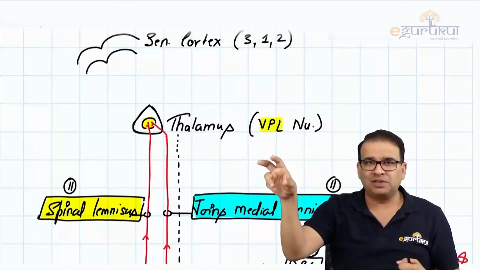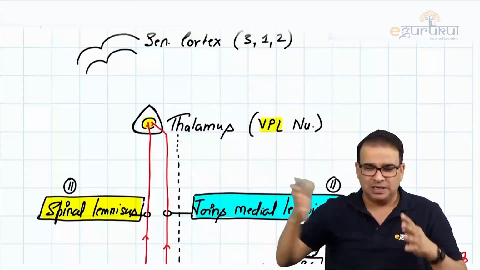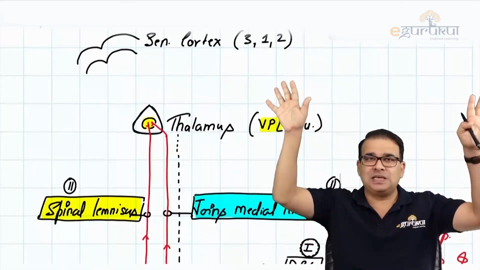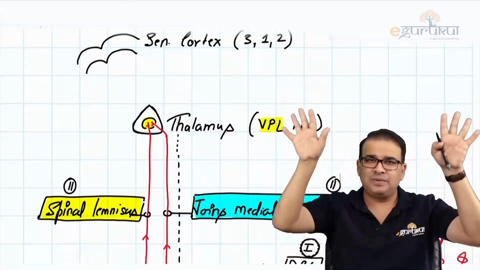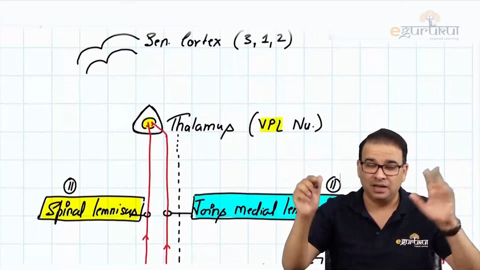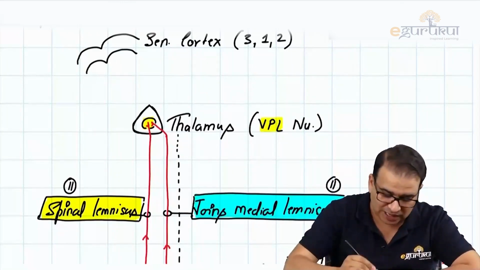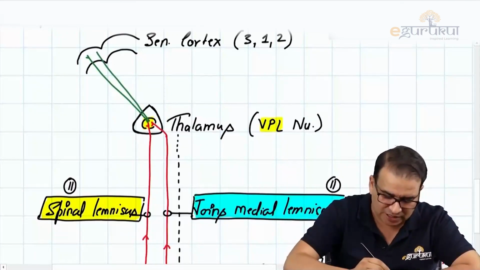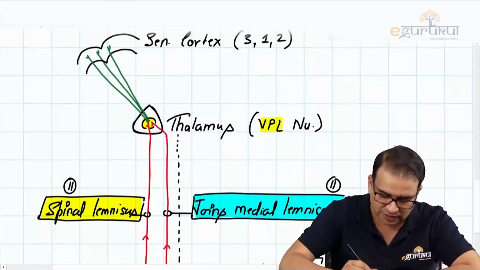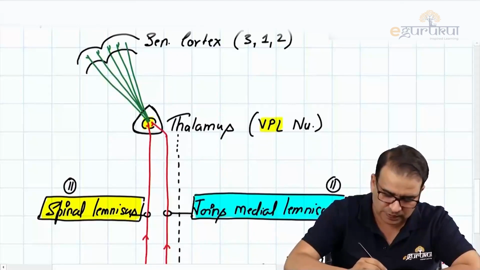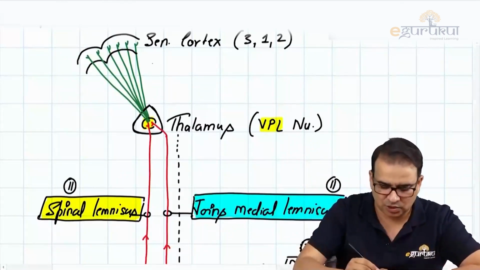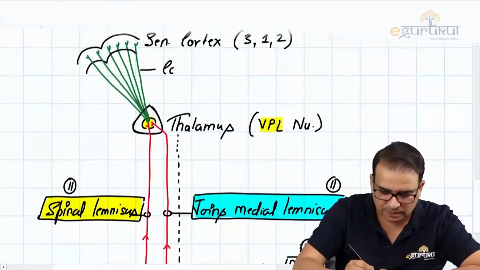So that's the job of the thalamus, to receive these fibers, disintegrate them, and then radiate these fibers into the different parts of the cerebral cortex. And that's why these fibers are called the corona radiata. This third order neuron, which will start from the thalamus, will project into the respective part of the sensory cortex. Because of this radiation-like arrangement, this is called the corona radiata.